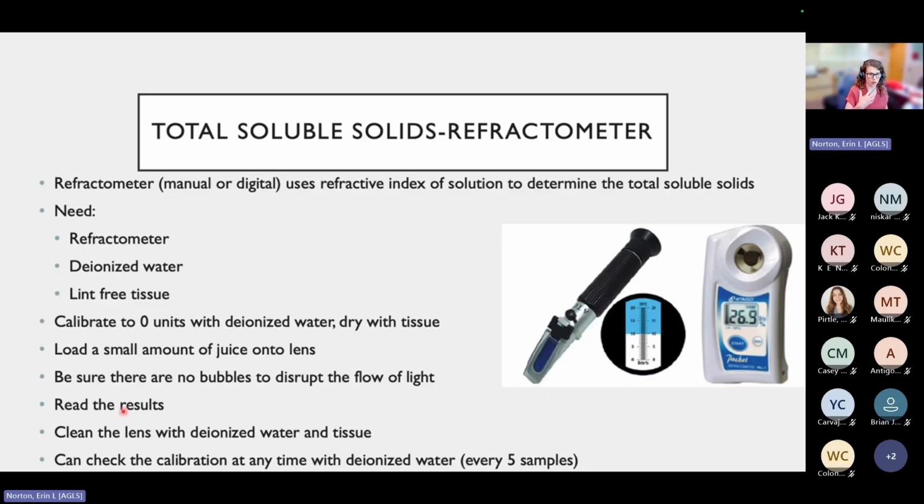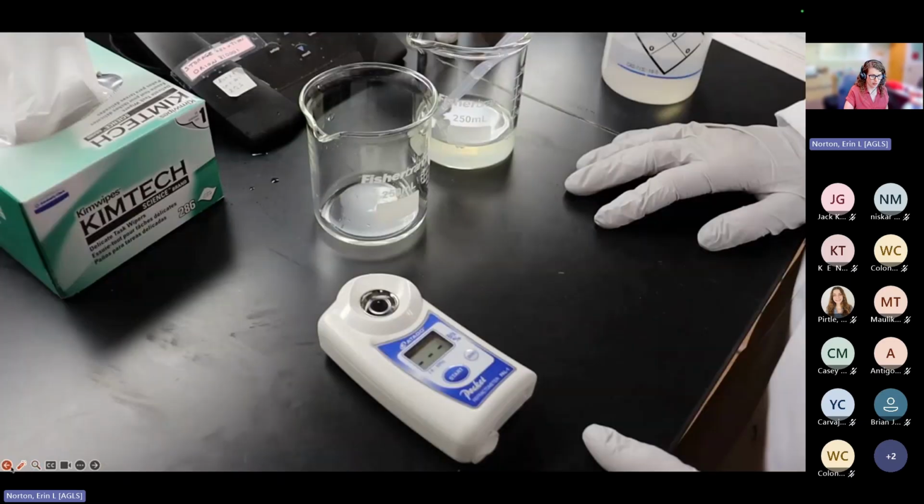I would say if you are doing multiple samples, every couple of samples, every 5 samples or so, double check that water is still calibrated to 0, and so you're getting accurate readings. The reason calibration is important is just that. It's to get accurate readings and to make sure that you're not drifting one way or the other. And it becomes even more important, especially when we get into the pH meter. But I've got a video to show you of how to calibrate and how to use a digital refractometer. Let's play our video. Here we go.